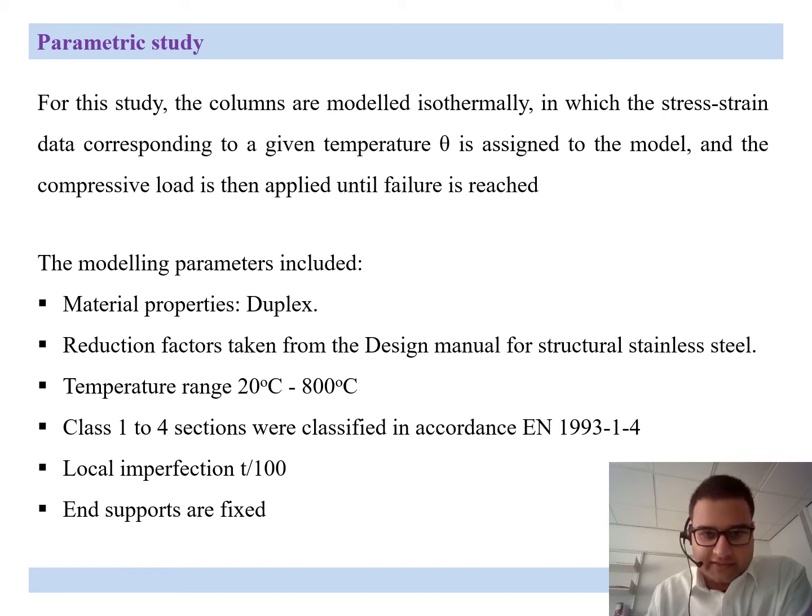Now the modeling parameters are duplex stainless steel being utilized, with the reduction factors taken from the design manual for structural stainless steel. The temperature range is from room temperature and then 200 degrees, 400 degrees, 600 degrees, 800 degrees, which shows an increment of 200 degrees. Class 1 to 4 sections were classified in accordance to Eurocode 3. A local imperfection of T over 100 was used, which is the thickness, and then the end supports are fixed.